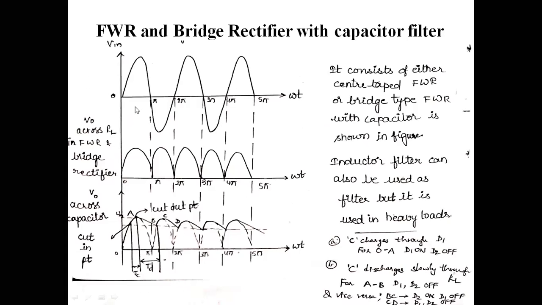This is the normal input waveform. This is 0 to pi, the positive half cycle, and pi to 2 pi, the negative half cycle. Like that, I am taking one AC type of input signal, and the output across the load resistance RL. That is because of diode D1.